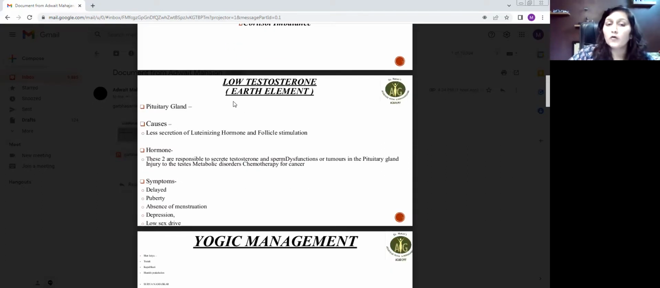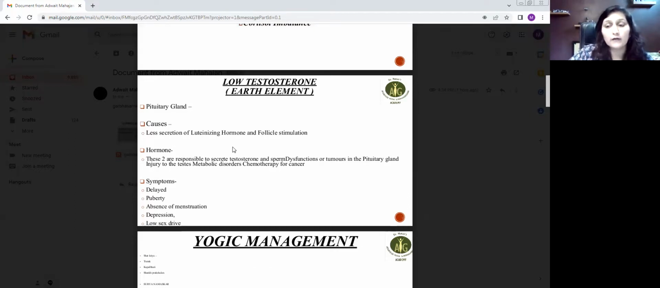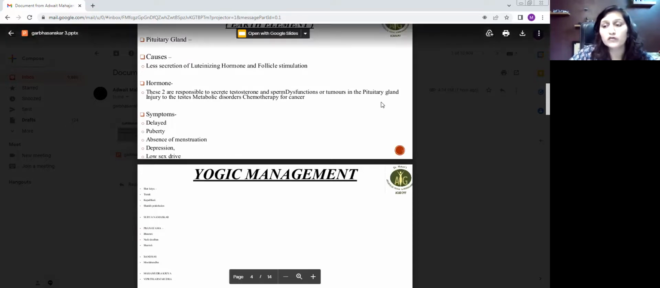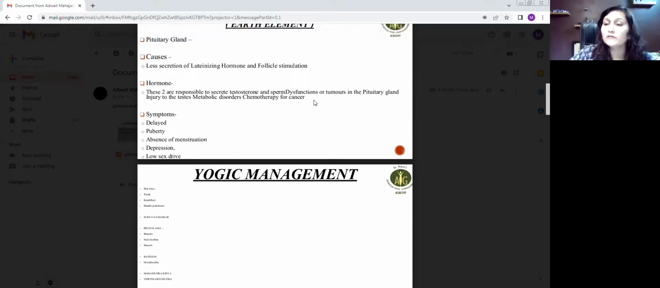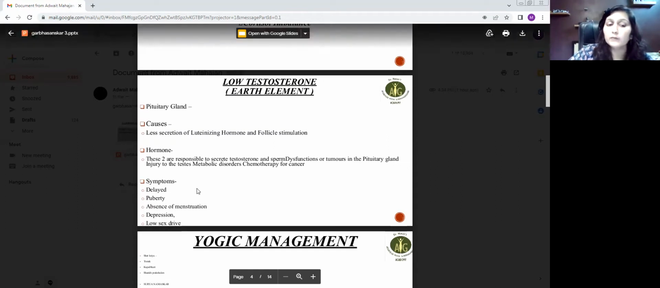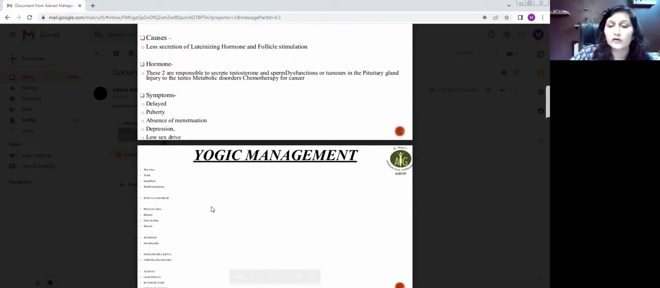If there is a problem or imbalance in the earth element, then low testosterone can happen. If the pituitary gland secretes less LH and FSH hormones, then there is a problem in the functioning of the pituitary gland, and the testosterone and sperm count are less. Metabolic disorders, chemotherapy for cancer, or injury to the testes could be the reason for that. Now, the symptoms of this disorder are delayed puberty, absence of menstruation, depression, and low sex drive.